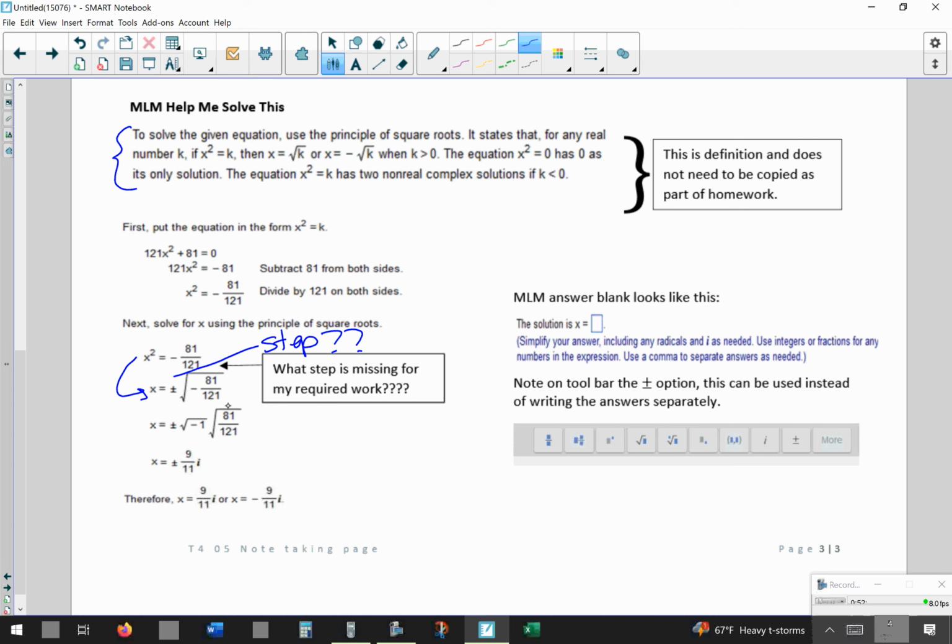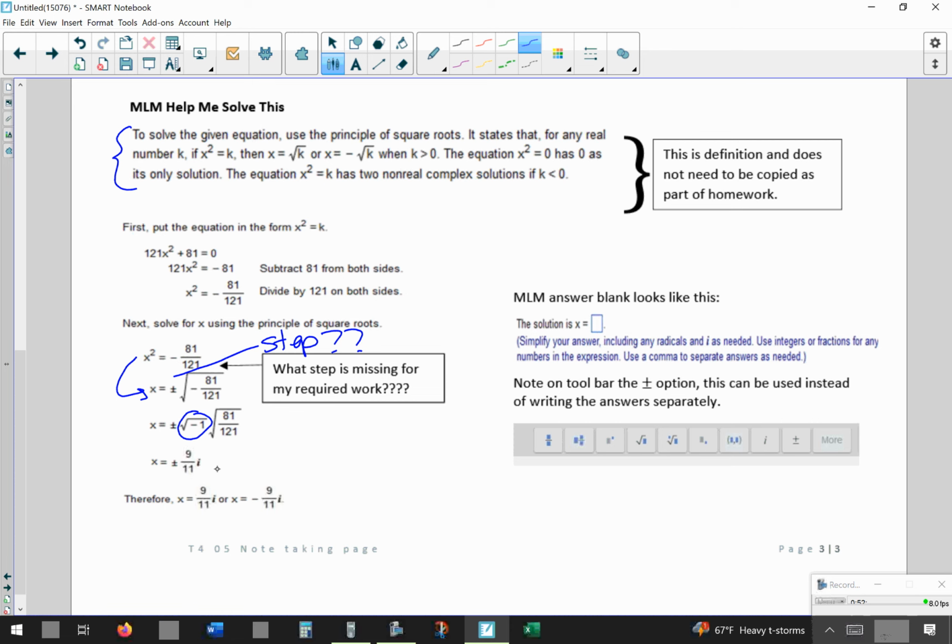Now they did do the work to split up and bring the negative out separately. We've already done that on a previous test. We've already practiced that. I don't necessarily need to see you do that step. If you do, great, but you don't have to. And then of course, just putting in the 81 over 121, the calculator.